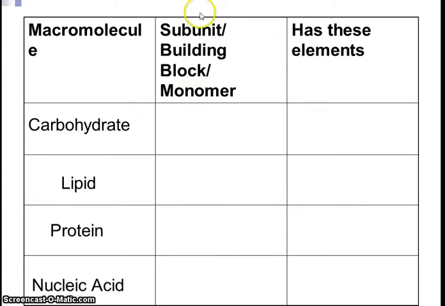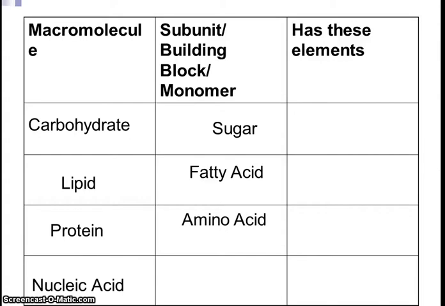And so what did we start with all of these? Carbohydrate, we have sugar, or technically glucose, lipids, you have fatty acids, protein, amino acid, and nucleic acids, the nucleotide. So you take all of these and you keep building up, and that's how you get your bigger molecules.